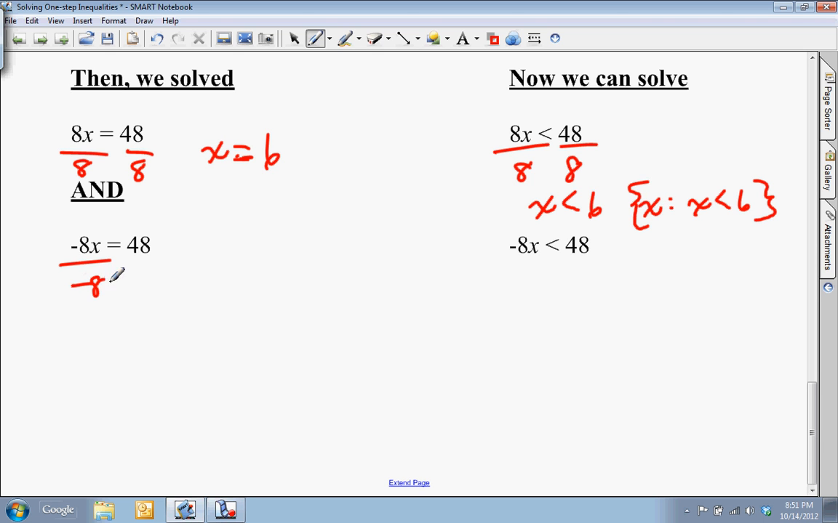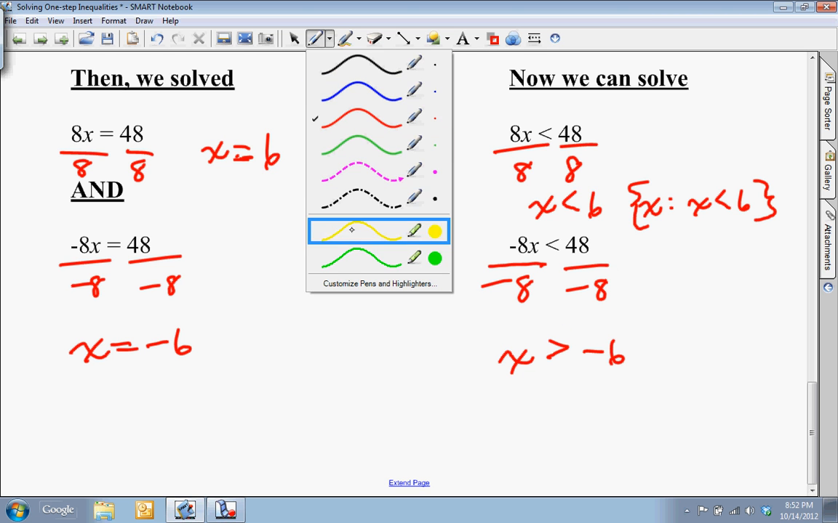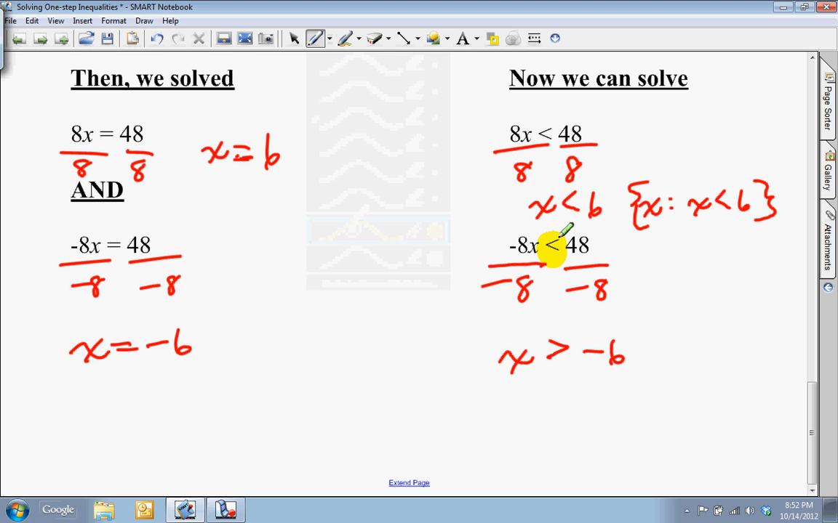However, when we divide by a negative number, again, we see nothing happens here other than the result becomes negative 6. But in this case, when we divide an inequality by a negative number, we must flip the inequality sign. So as you can see here in the original problem, it was less than. In our answer, we are now saying all values of x for which x is greater than negative 6.